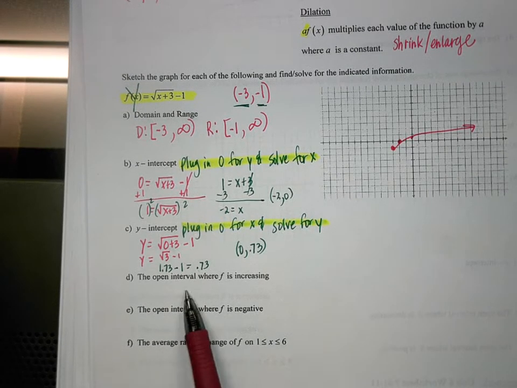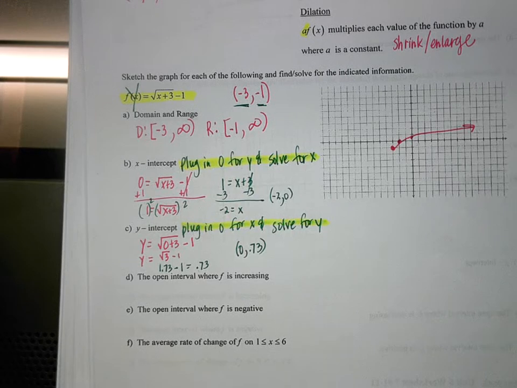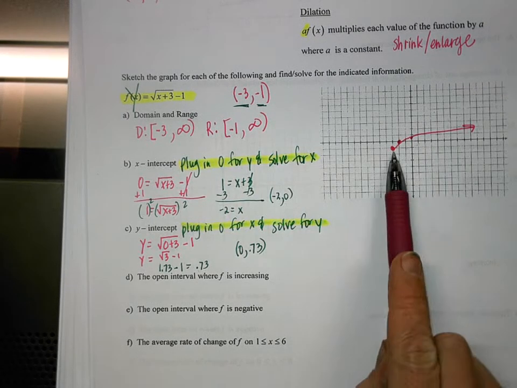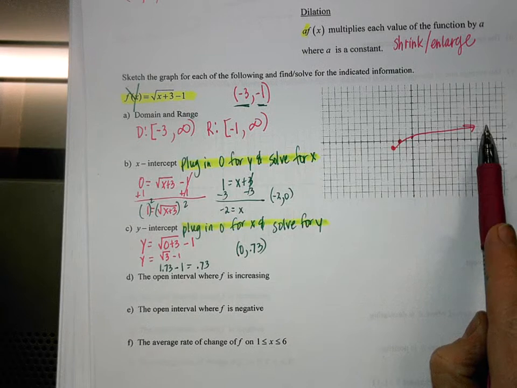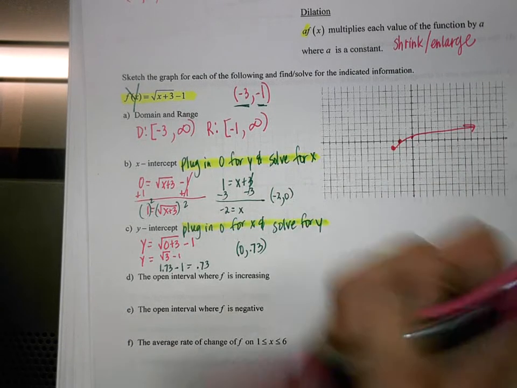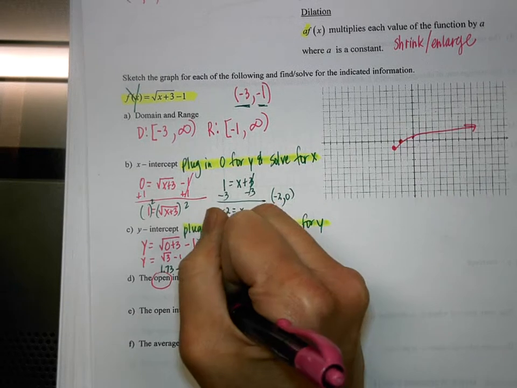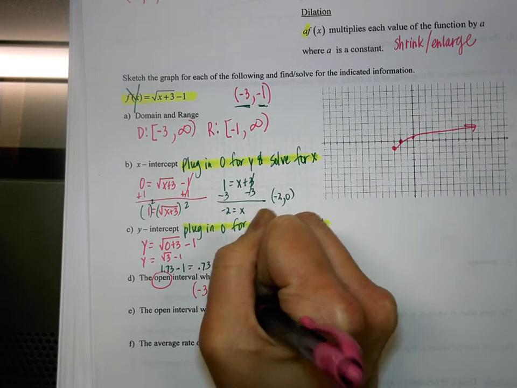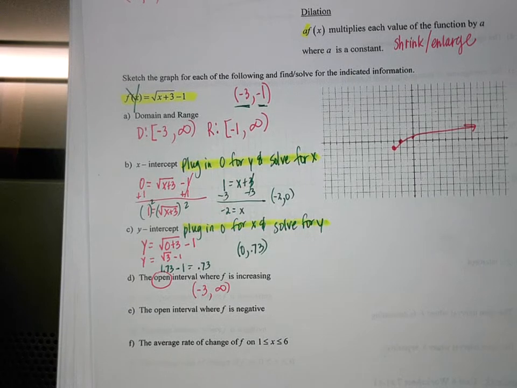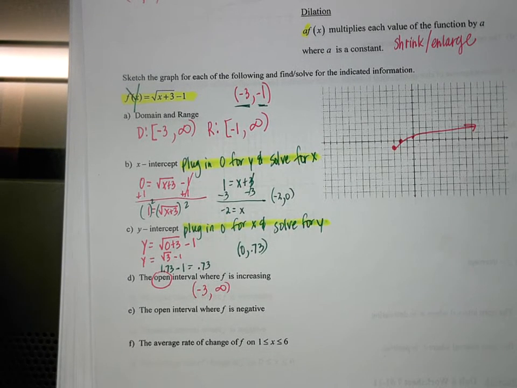Now it asks for the open interval where f is increasing. Remember that we read graphs from left to right, and so starting at the left of the graph, you'll notice that it's increasing the whole time. Open interval means we don't have to worry about our brackets. So it's just increasing. It starts at -3 and it goes till infinity. Remember that all of our information comes from our domain unless they're asking about our range.